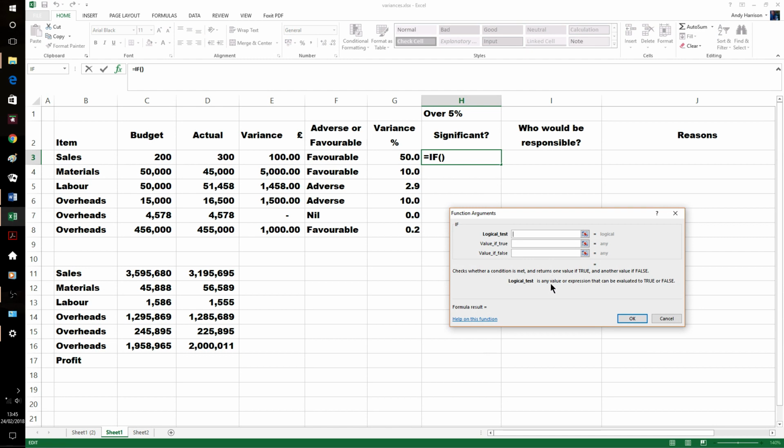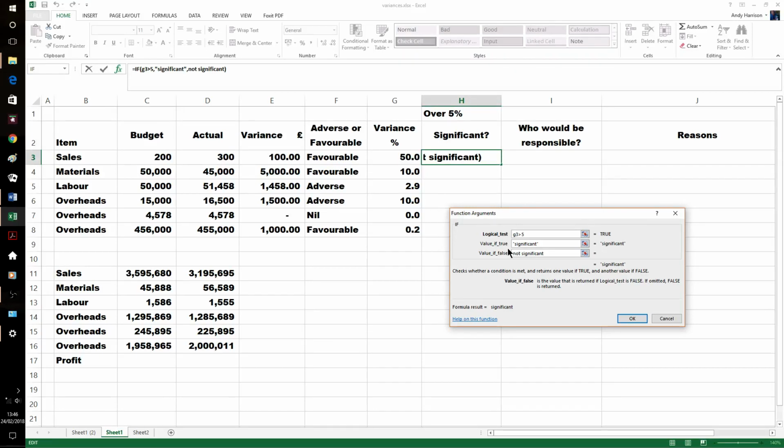Click OK. The logical test, well what I want to know is the item in G3, that's my 50 in this case, is it greater than 5? Had we stuck at 50% formatted as a percentage, I'd have had to type in 5%. If it is, I want my computer to tell me that it's significant. And you can see it's actually building up the formula on here. If it's not, I want it to tell me it's not significant.